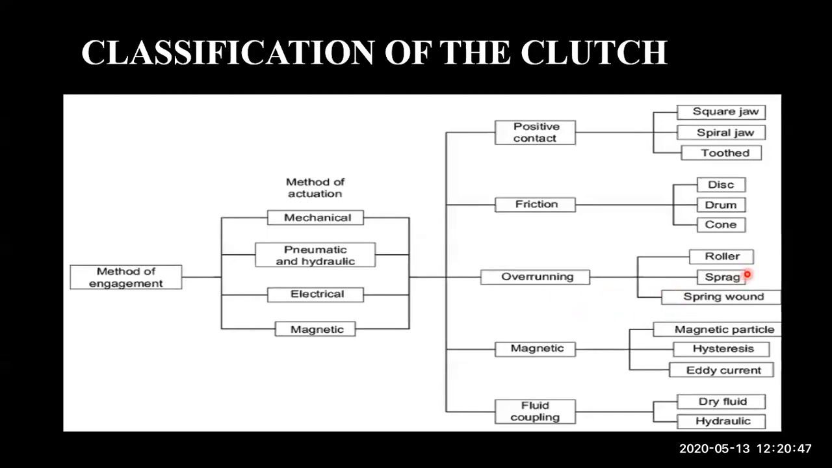For the overrunning type, you have three more: roller, drag, and spring bounded. Magnetic, if you have magnetic particles, or hysteresis, or eddy current type, some ferromagnetic fluid type, and finally fluid coupling, maybe dry fluid or hydraulic oil pumped, those kinds of things. From our subject point of view, we are going to see only the friction clutch.